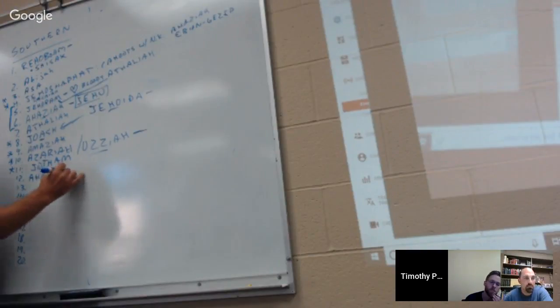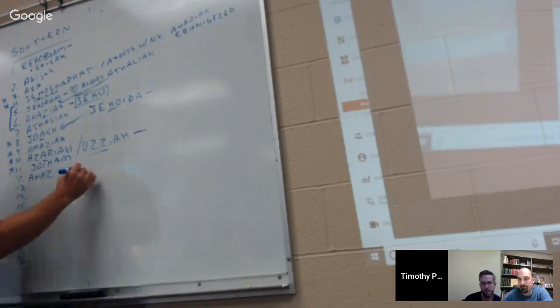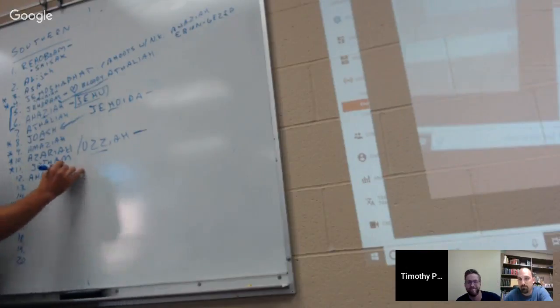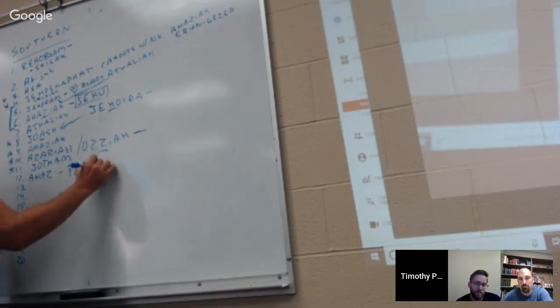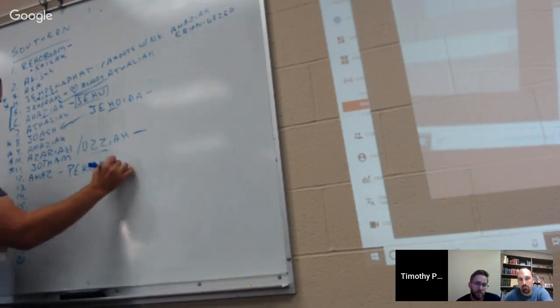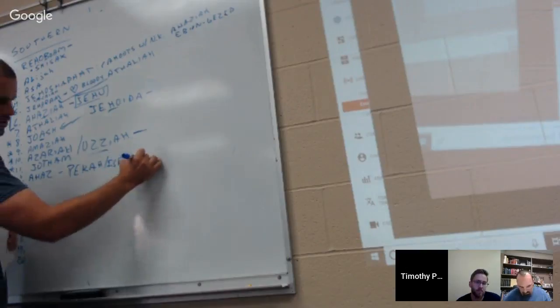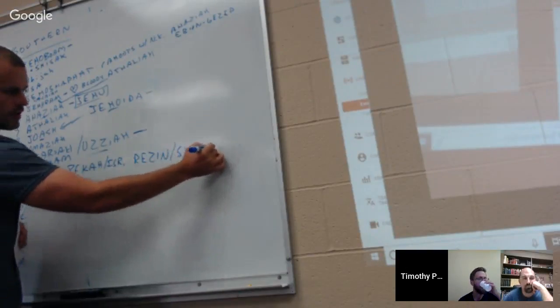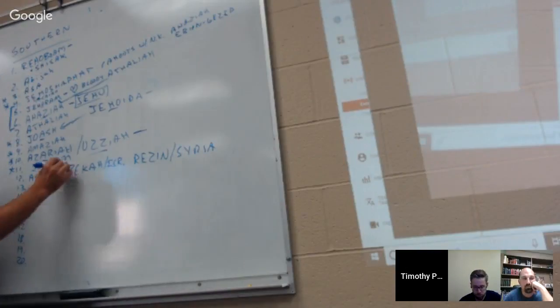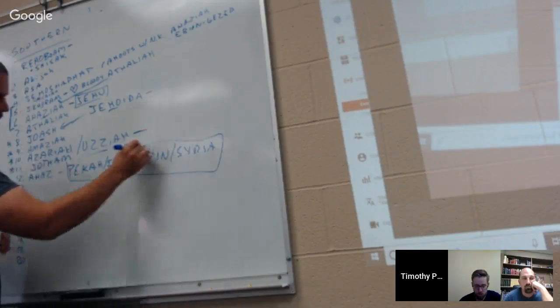Anybody? Ross, you got it? Jackson? Yep. Pekah of Israel. Yeah. Rezin of Syria. Yeah, nice job. This is the Syro-Ephraimite alliance was right here.